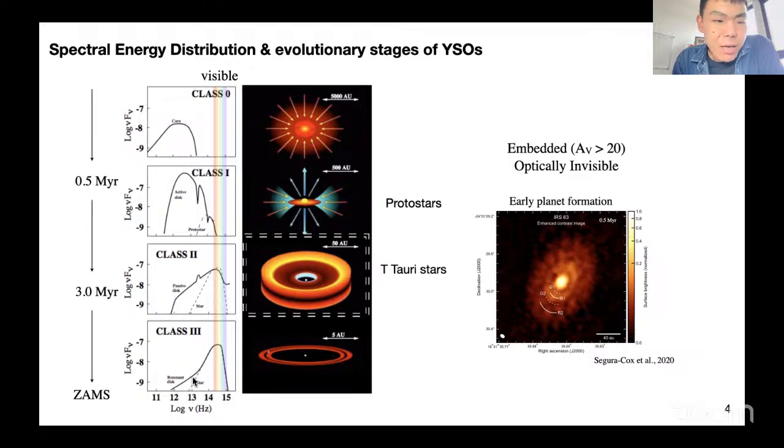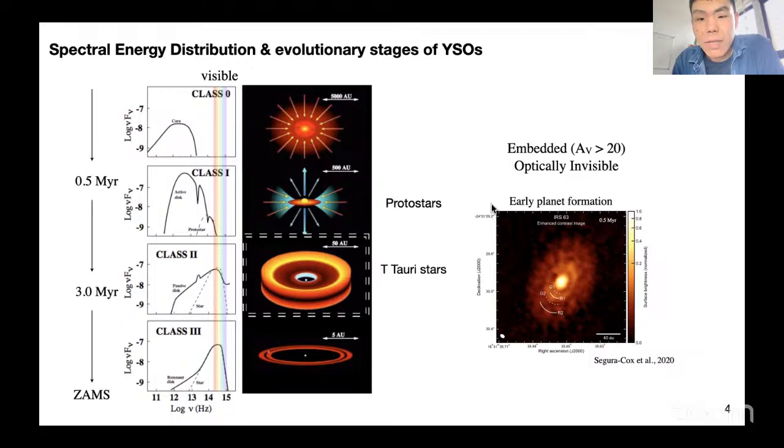And then we can see here from the SED that those class 0 and class 1 protostars cannot be observed in visible light. And for class 2 and class 3 stars, we can see their photospheric emission at optical wavelengths. And then we can also see the contribution from a circumstellar disk. And today we're going to talk about some variable young stars during the class 1 and class 2 stage, with an age around 1 million years old.